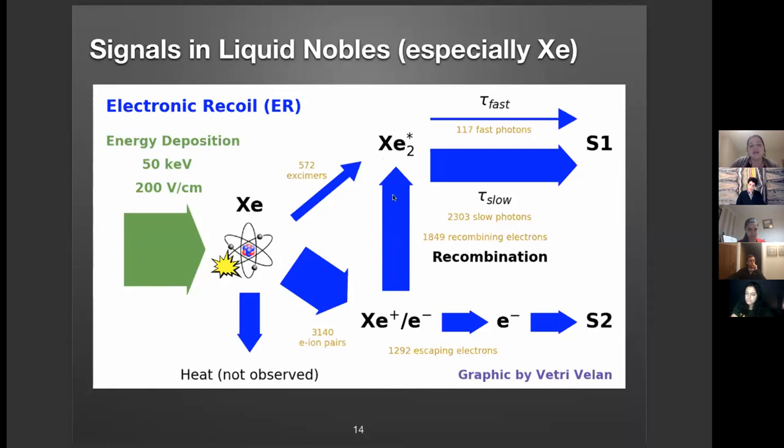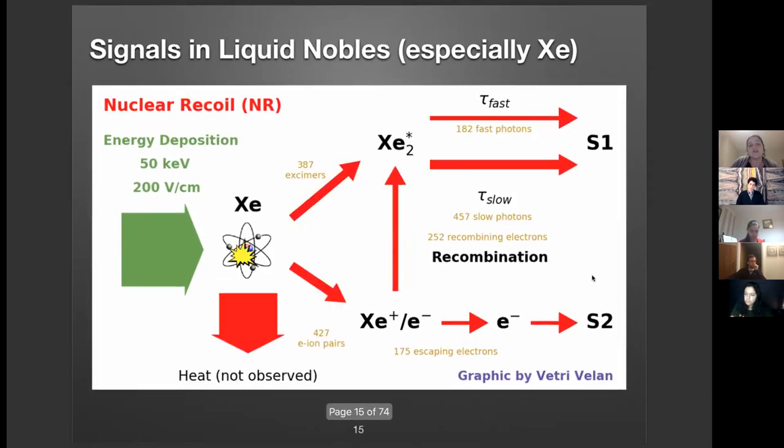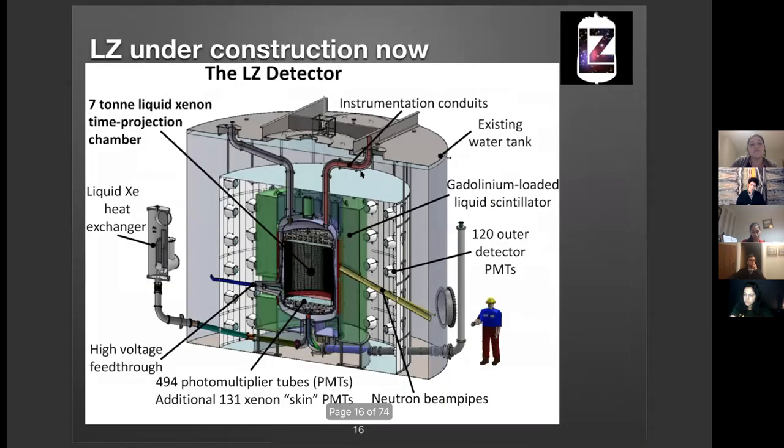And I can toggle this, if you look at the relative sizes of all of these arrows, between these electronic recoils and the nuclear recoils, you can see we lose a lot more energy to heat for the nuclear recoils. So we see a lot less of the energy, but the relative size of these arrows to our ionization signal and our scintillation signal are very different. And that lets us tell the difference between a nuclear recoil and electronic recoil. So our detector is under construction right now. It's not been a great time to be building a detector during the COVID time, but this is what LZ looks like.